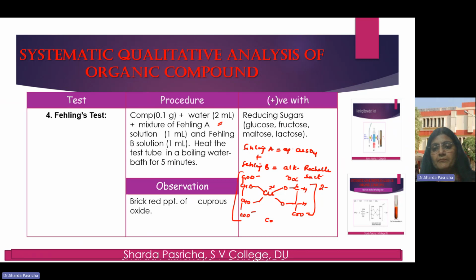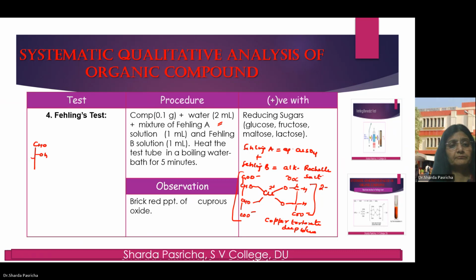That is copper tartrate, which is deep blue in color. Okay. So this then will react with your sugar. For example, if you have glucose, and you heat it with your solution of Fehling A and Fehling B mixture having copper tartrate.